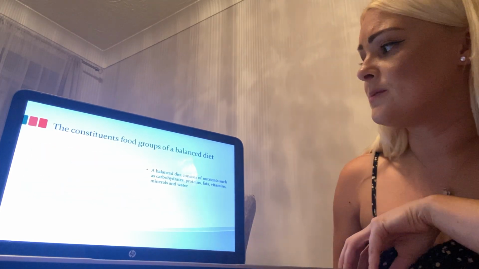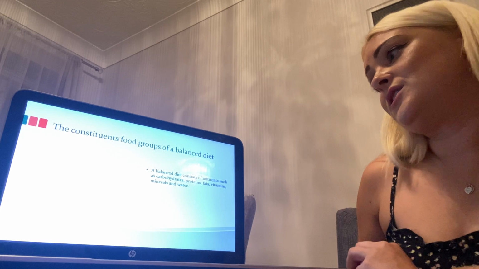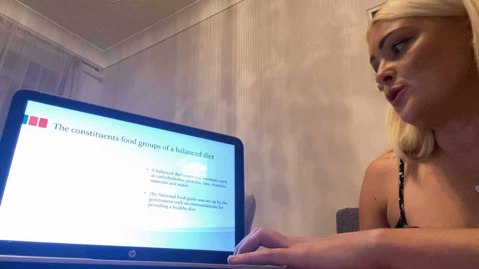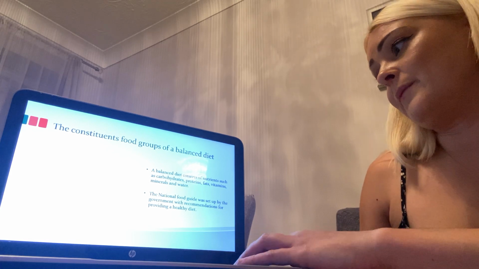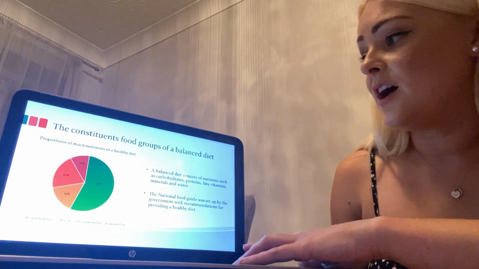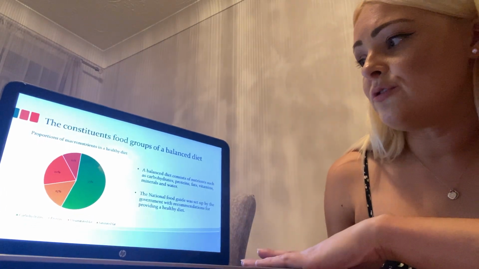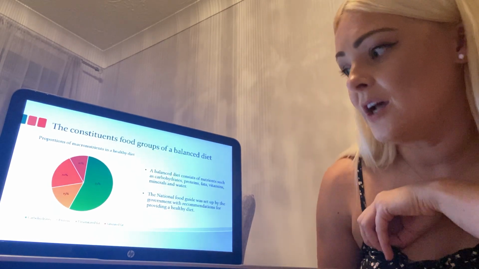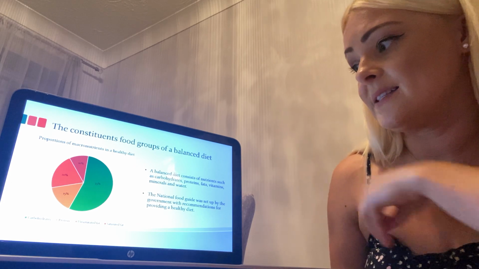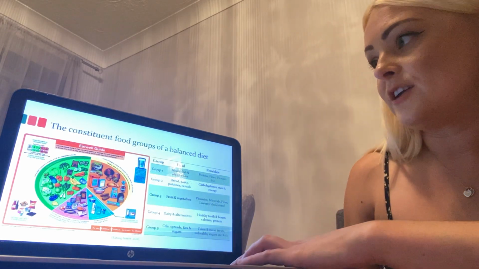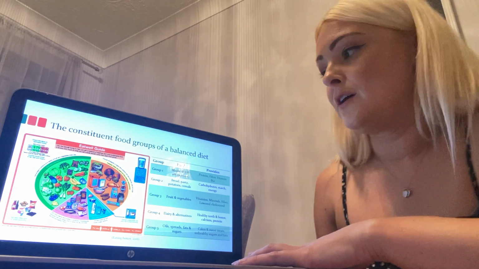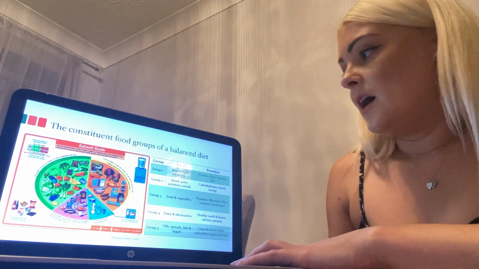So the constituent food groups of a balanced diet consist of carbohydrates, proteins, fats, vitamins, minerals and water. The National Food Guide was set up by the government, providing recommendations for a healthy diet as seen in the chart at the side. So it's recommended that they have 55% carbohydrates, 15% protein, 20% unsaturated fats and 10% saturated fats, as shown in the Eat Well guide that has also been provided by the government as well.